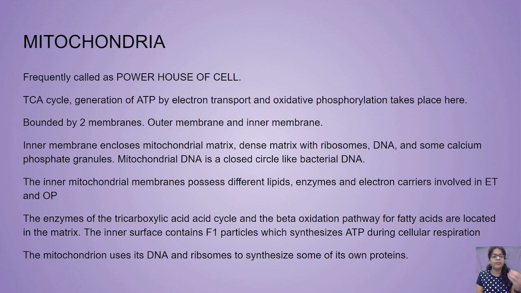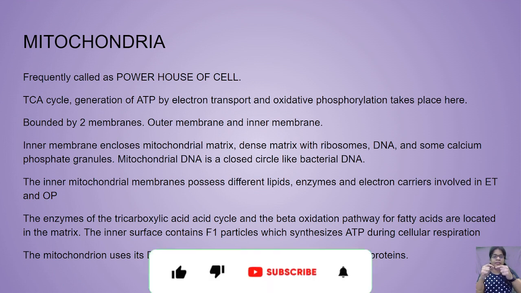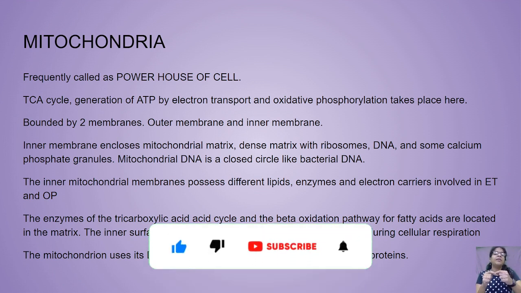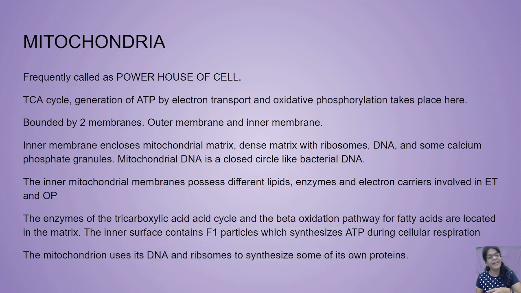Mitochondria are mainly bound by two membranes, the outer membrane and the inner membrane. The inner membrane has many foldings called cristae, and this increases the surface area. It also has F1 particles, which look like stalks. These F1 particles are mainly important for electron transport, where all the NADH and FADH2 would be converted into ATP. The mitochondrial DNA is generally a closed circular DNA, which resembles bacterial DNA.